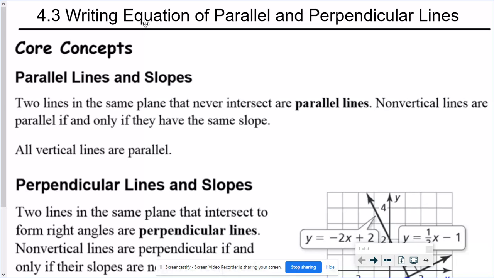I think that you probably understand what those two things mean, but remember, parallel lines mean that if they're in the same plane, like on the same flat surface, they will never intersect. That's what parallel means, okay?